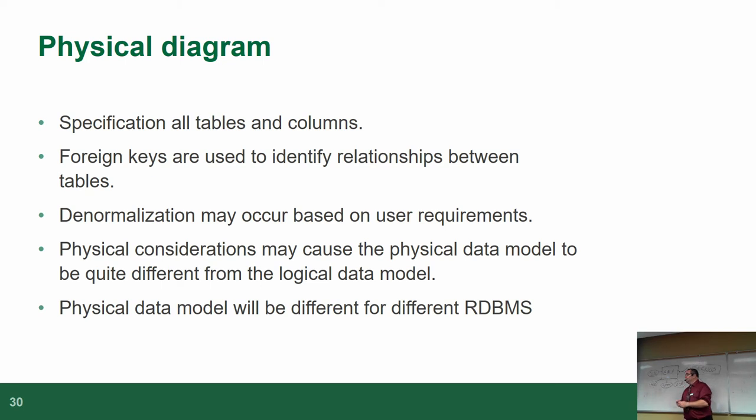Now, the next stage after the logical is the physical. So you go from conceptual to logical to physical. Physical specifies all tables and columns. Notice I'm not using the word entity anymore. An entity becomes a table, an attribute becomes a column or field. Foreign keys are created and enforced. You may need to denormalize at this point, which I talk about, normalization and denormalization, later in the term. At this point, you may need to break down your data a little bit. There might be physical considerations that cause this to not work.